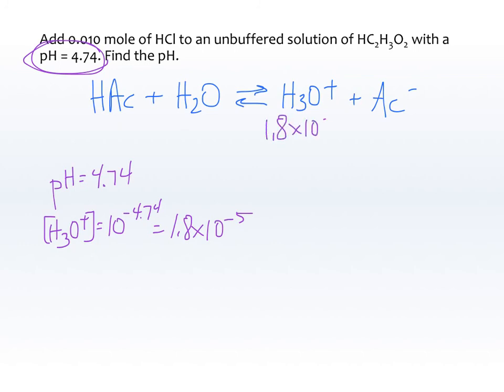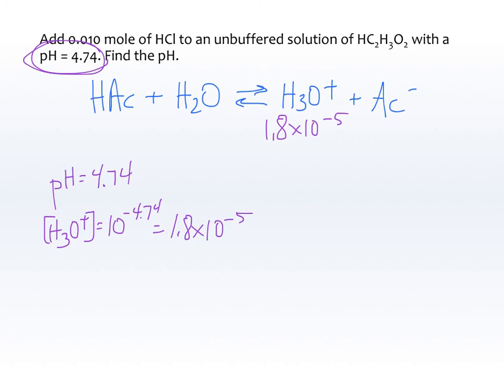It does not tell you what the initial concentration of HAC or AC minus is, but it also doesn't really matter. Since it's telling you the pH, it's telling you how much H3O plus was made, so it doesn't matter initially how much HAC or AC minus there was in the container. We just assume it reacted to make this particular amount of H3O plus.